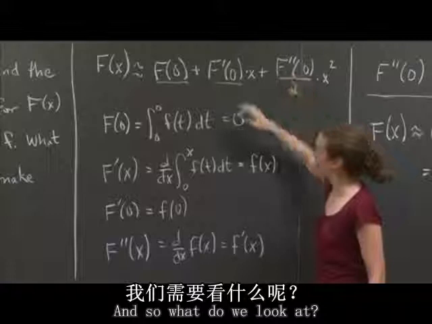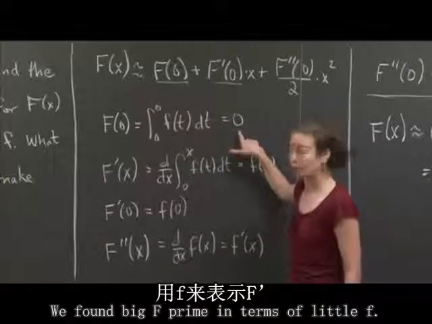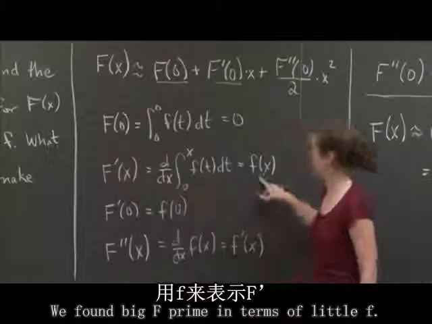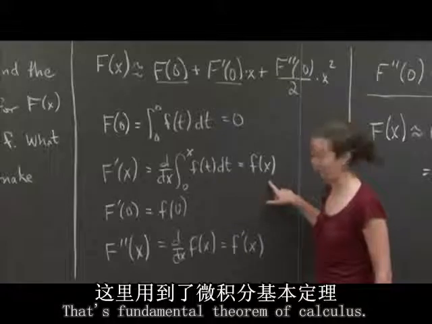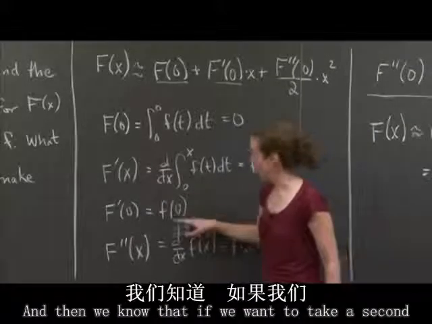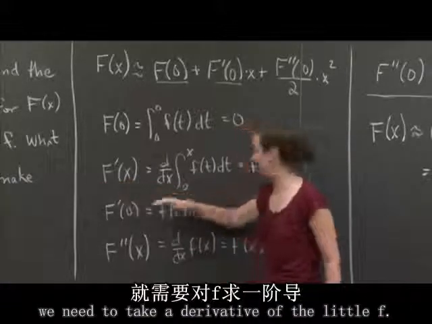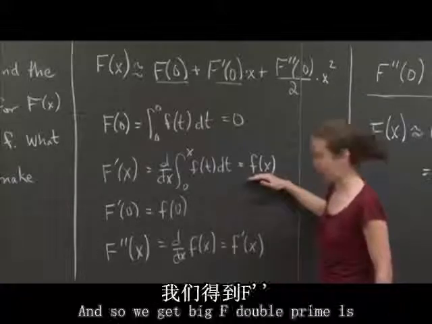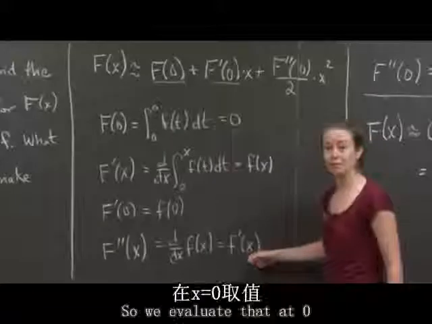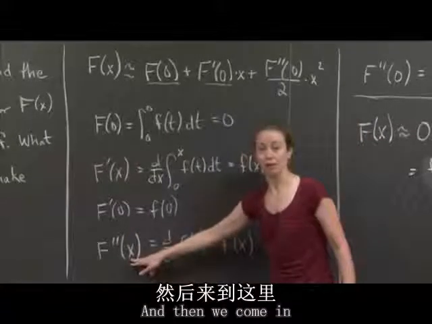And so what do we look at? Well, we evaluate f of 0. That's easy enough. We found big F prime in terms of little f. That's the fundamental theorem of calculus. And then we evaluate that at x equals 0. And then we know that if we want to take a second derivative of this function, we need to take a derivative of the little f. And so we get big F double prime is actually little f prime. So we evaluate that at 0 to get big F double prime at 0.